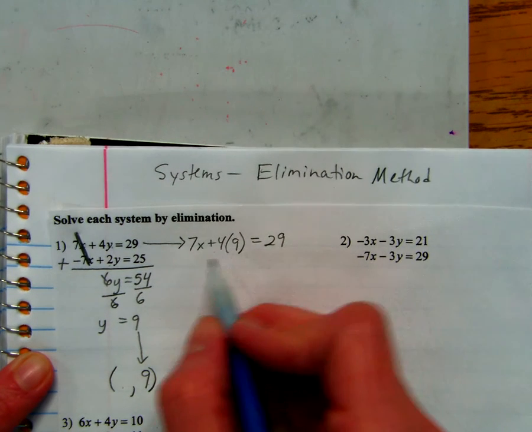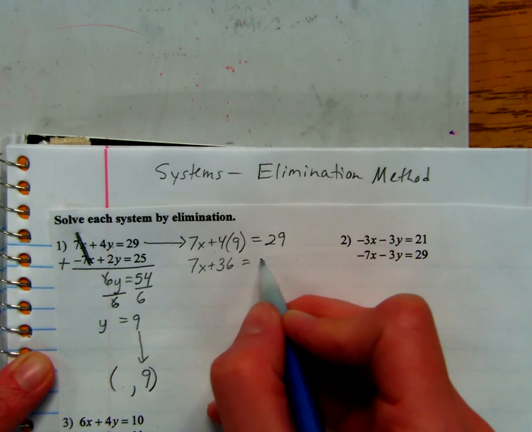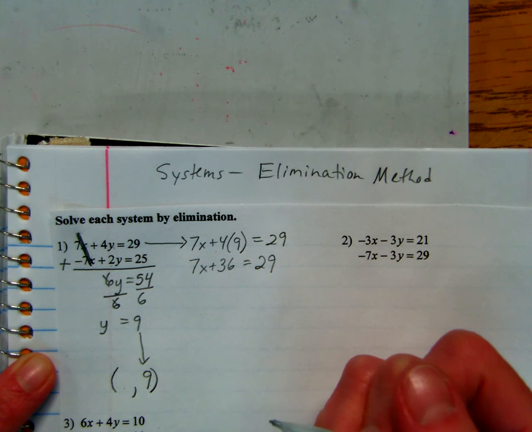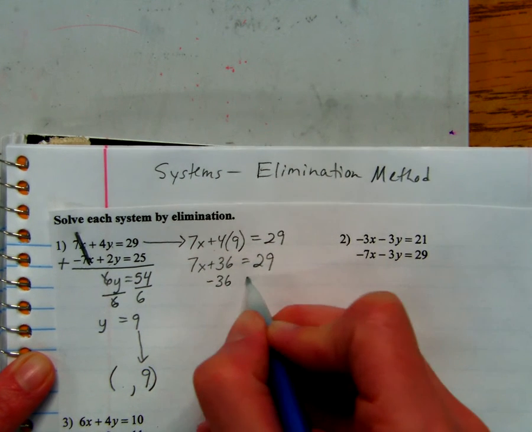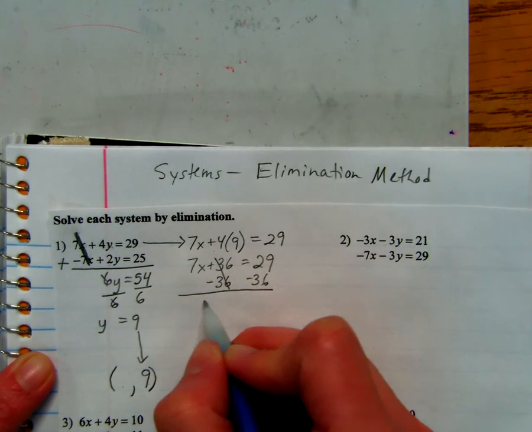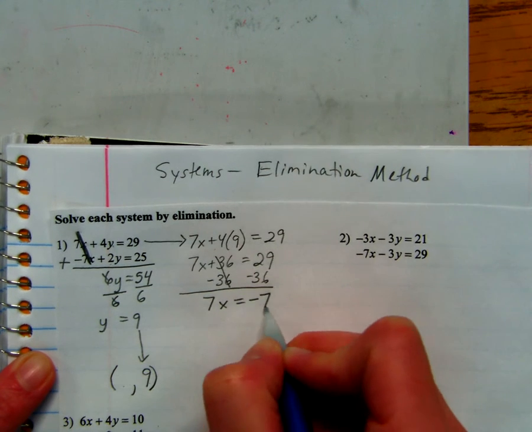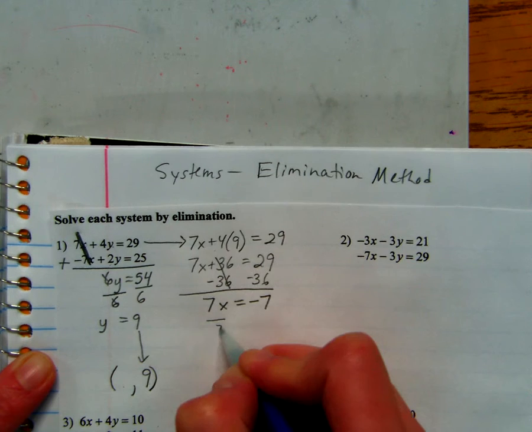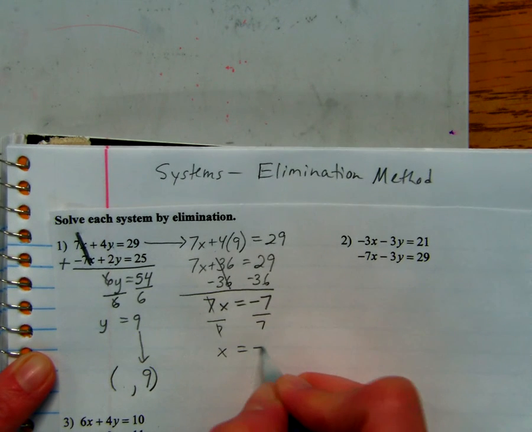So what's 4 times 9? 36. Very good, guys. So 7x plus 36 equals 29. And so that's a two-step equation. How do I go about solving that? Subtract 36. Good. Subtract 36. So that gets rid of the plus 36. So now I have 7x equals negative 7. And then we can get x by itself by dividing by 7. That cancels this out. We'll get x equals negative 1.